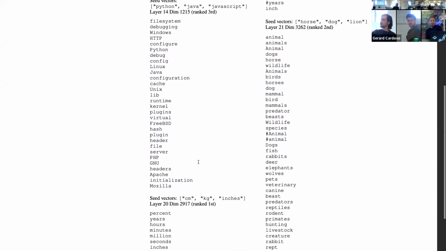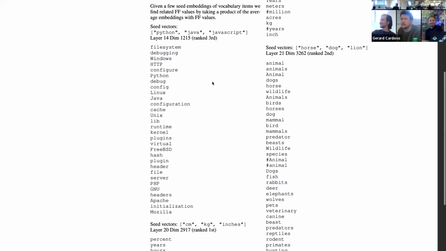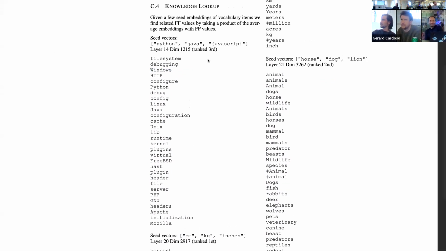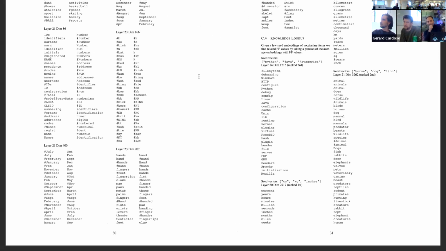There is Unix, Linux, but no Windows. Right? Oh, there it is up here, nice. How are they making this? You take the highest activation dimension across all different layers. Interesting.